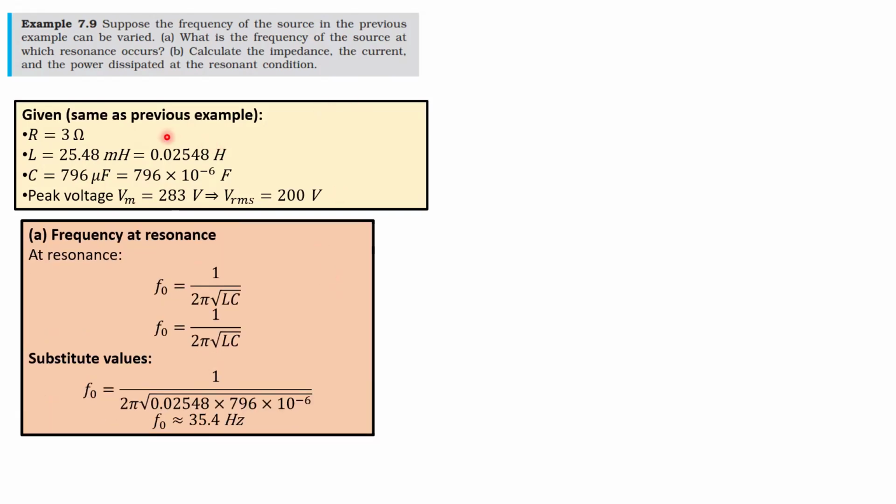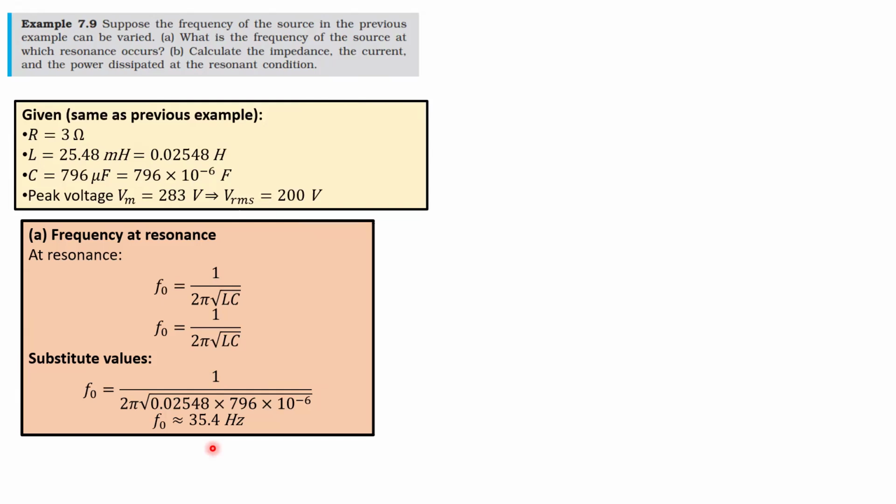Okay, now first point: what is the frequency of the source at which resonance occurs? Resonance frequency formula, F naught. This is the linear resonance frequency. 1 by 2 pi root LC, 1 by 2 pi root of L and C, right? Okay, so F naught equals 35.4 Hz.